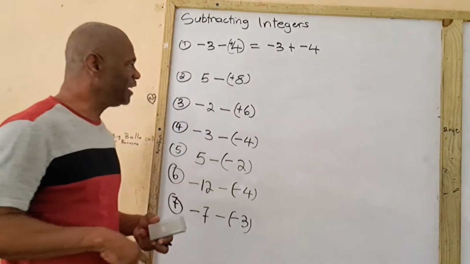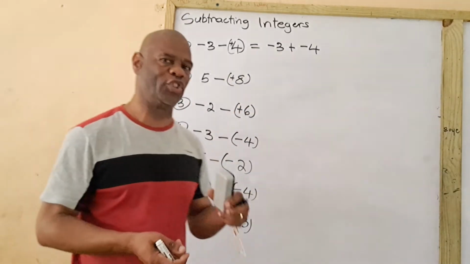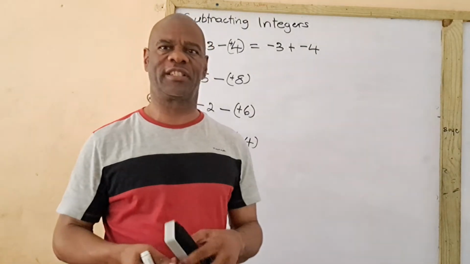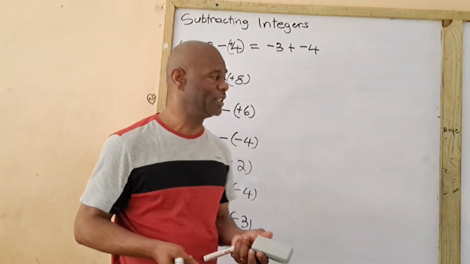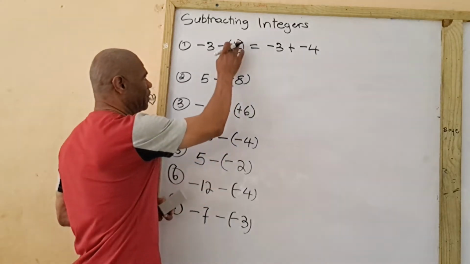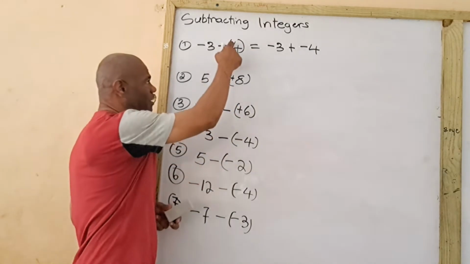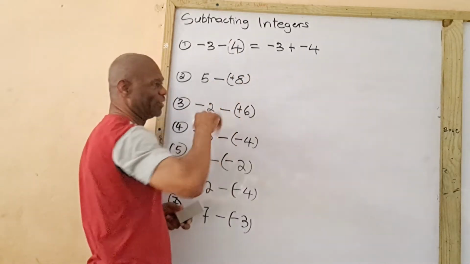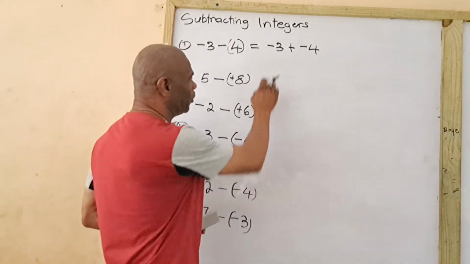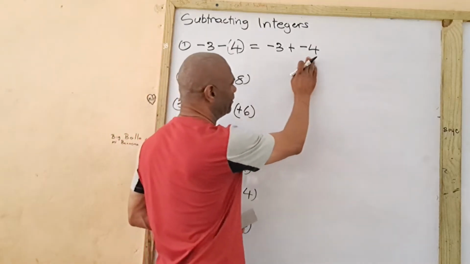Now, if there is no sign to the left of the number, it tells us that it is a positive number. So if I didn't write a plus there, it means that this is positive, so it's +4. So we're adding, so it's -3 plus -4.